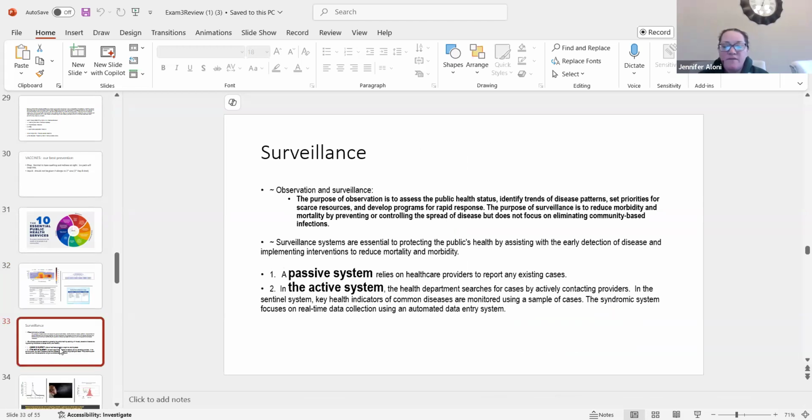We have surveillance systems. We just talked about this. Passive and active. I emphasize them. What's our purpose of observation and surveillance? It is to assess the public health status, look at trends of disease patterns, set priorities, and reduce mortality and morbidity by preventing and controlling diseases.